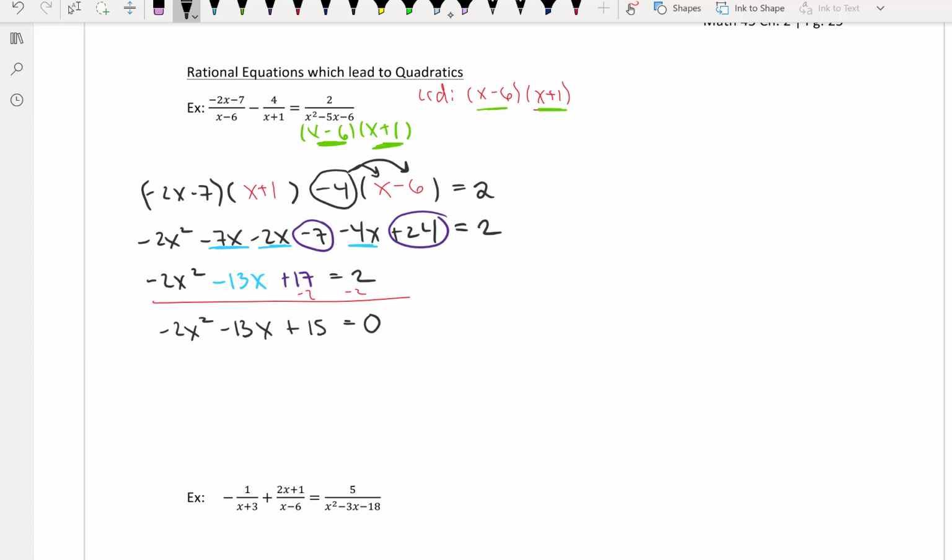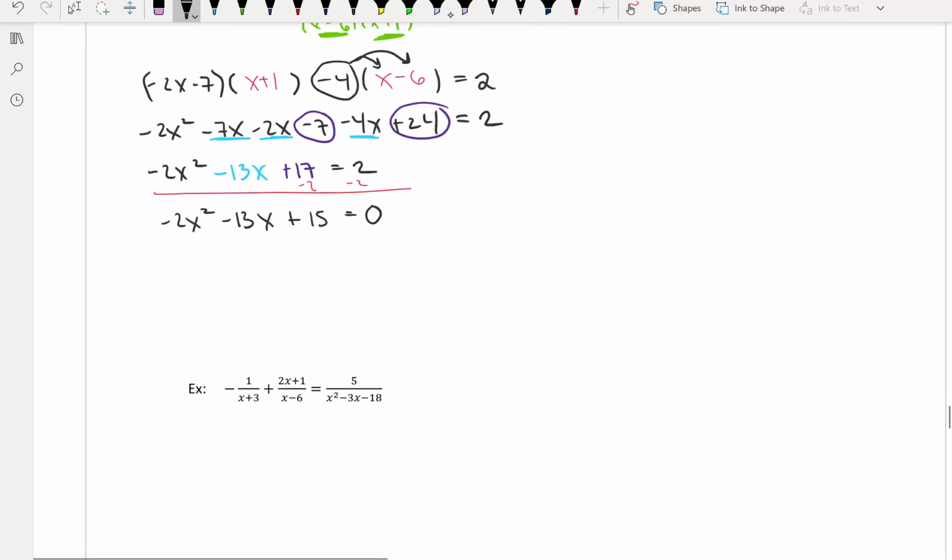Now from here, what you want to do is combine like terms, or actually make that leading coefficient positive. That'll help me out. So I'm going to multiply everything by a negative 1. That's going to give me a positive 2x squared, a positive 13x, a minus 15 equal to 0. And that makes my life a little bit easier when I factor.